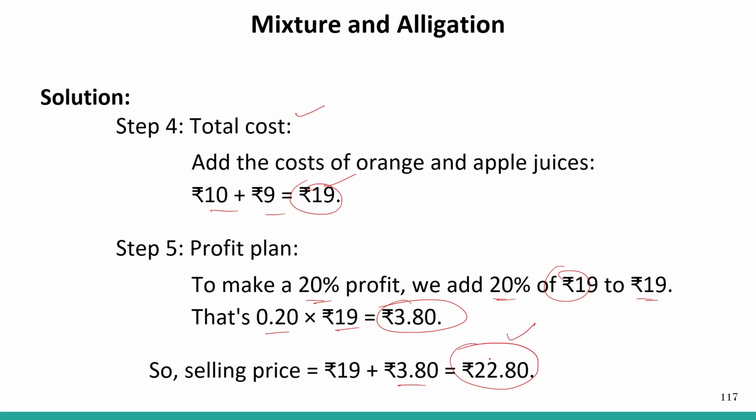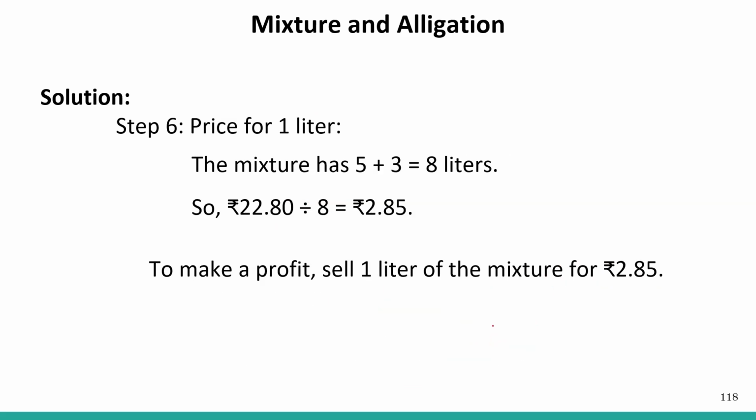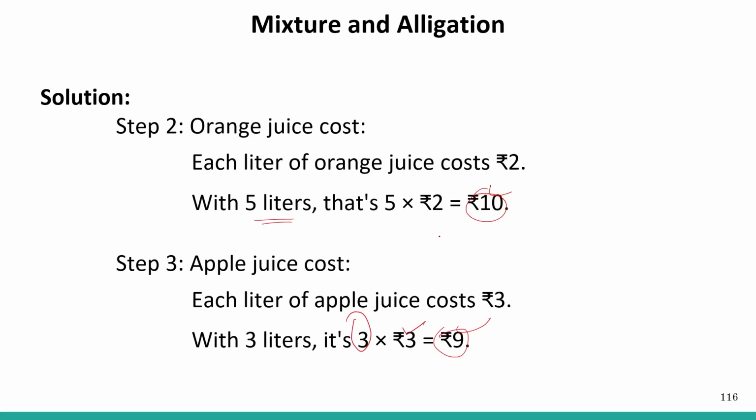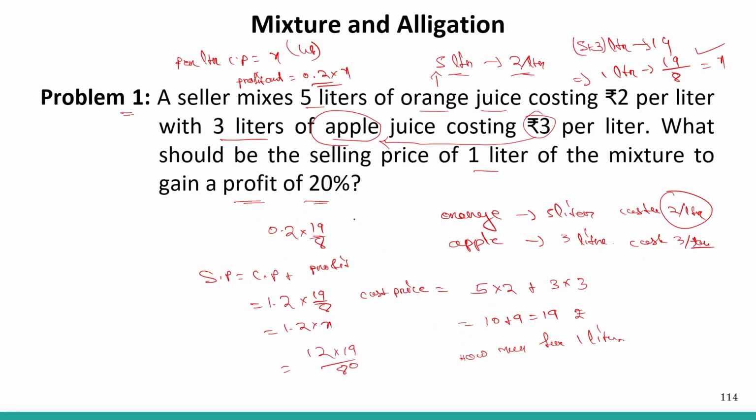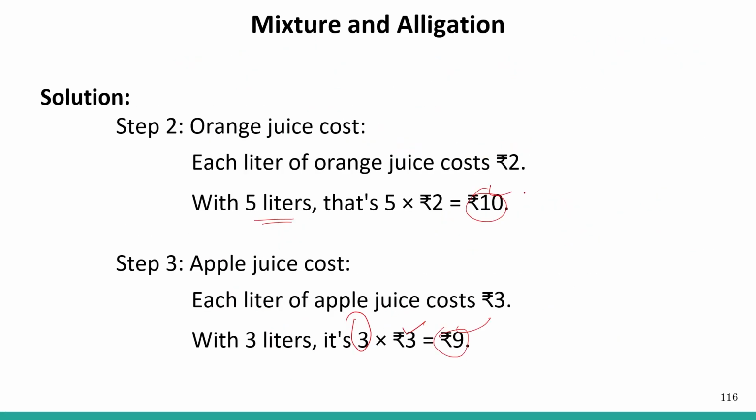So cumulatively, this much amount will be the selling price. For 1 liter, it will be this much divided by 8, that will be 2.85. So to make a profit of 20% over the CP, we need to sell 1 liter of mixture for 2.85 rupees. So this will be the correct answer.